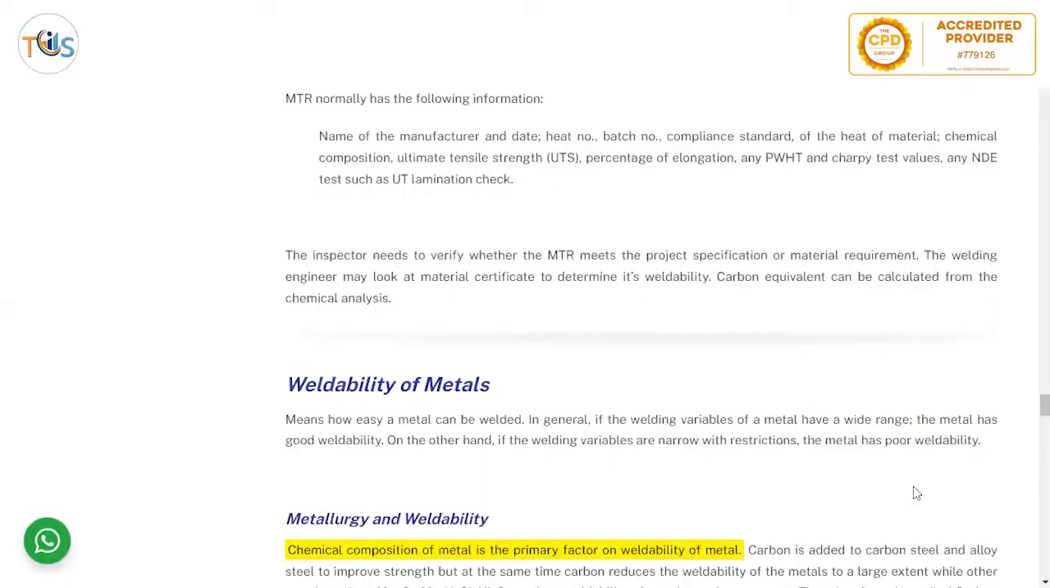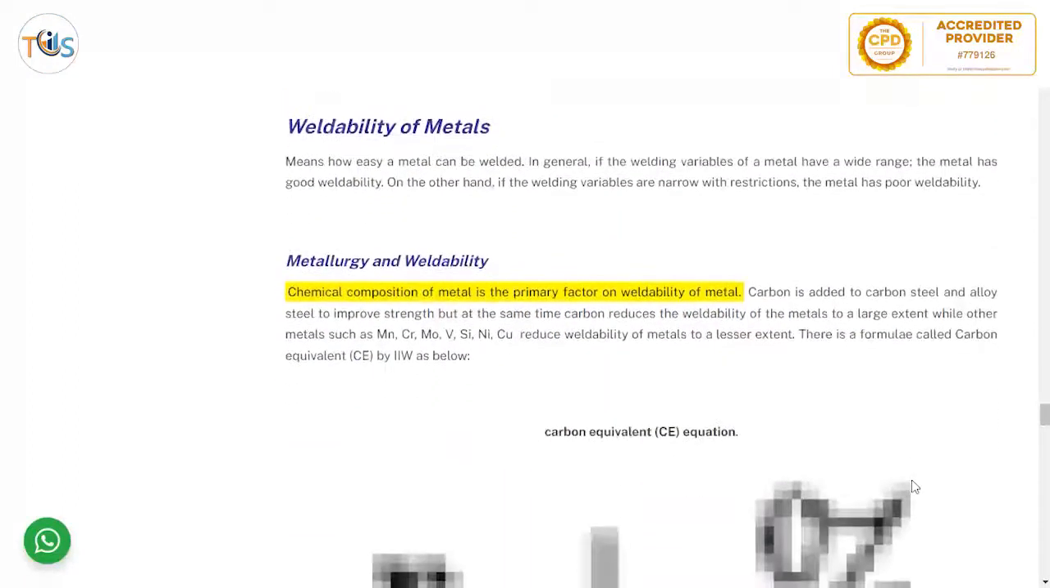MTR normally has the following information: name of the manufacturer and date, heat number, batch number, compliance standard of the heat of the material, chemical composition, ultimate tensile strength, percentage of elongation, any possible heat treatment or Charpy test values, any NDT test such as lamination check. The inspector needs to verify whether the MTR meets the project specification or material requirement. The welding engineer may look at the material certificate to determine its weldability. Carbon equivalent can be calculated from the chemical analysis. There's a formula for carbon equivalent.